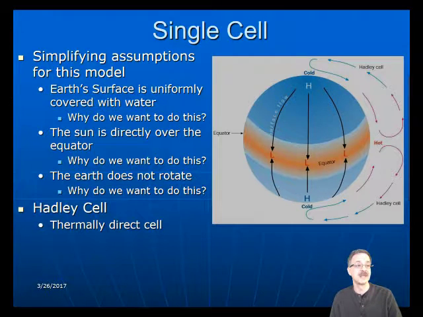And we're going to put the sun directly over the equator. Why are we doing this? Well, again, the sun is not always directly over the equator, so we're simplifying our system to see if we can find some answers. And again, the Earth does not rotate. The rotation complicates the system, so we want to reduce the complexity to help us get some better understanding of the system.